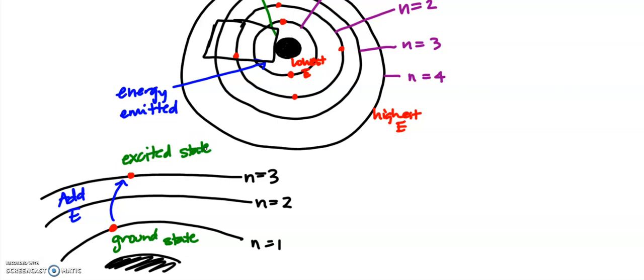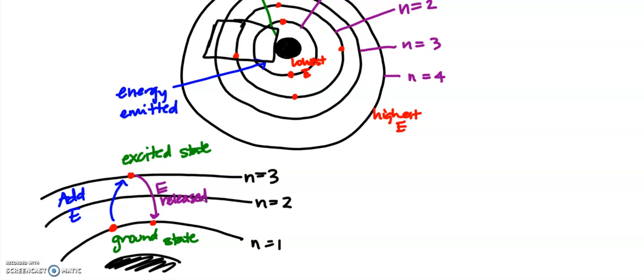And at some point it's going to fall back down, and it might fall back down to where it started. It might fall back down to 2, but either way, it's going to fall back down. Let's say it goes all the way back down. And when it does, that energy that was added is now released. And the amount of energy released would give us different types of waves.